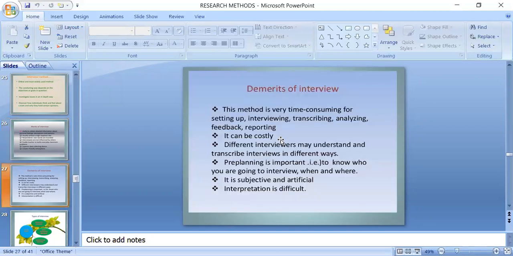Demerits of interview: this method is very time consuming for setting up, interviewing, transcribing, analysis, feedback, reporting. It can be very costly. For an interview, you need to be in a proper situation, in a proper setting, in a proper environment, so it can be costly. Different interviewers may understand and transcribe interviews in different ways because of individual perception.